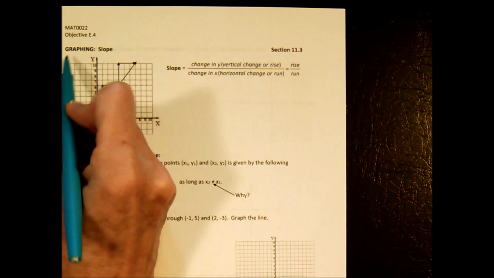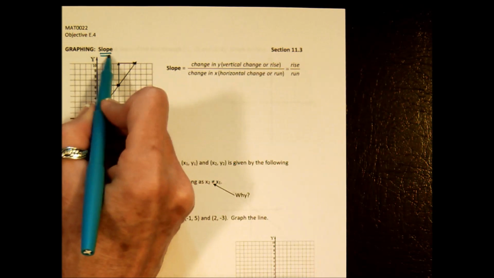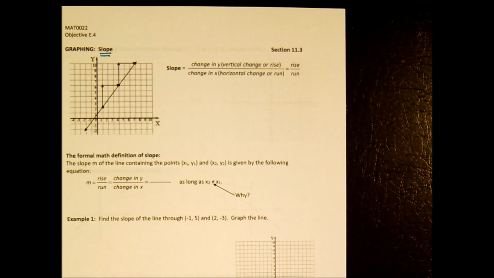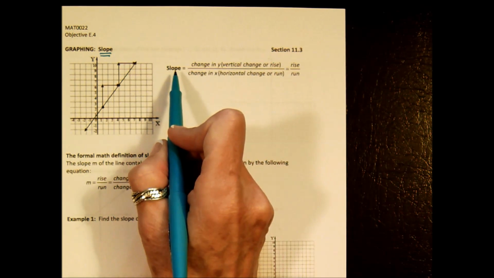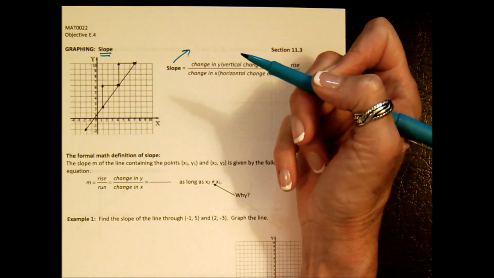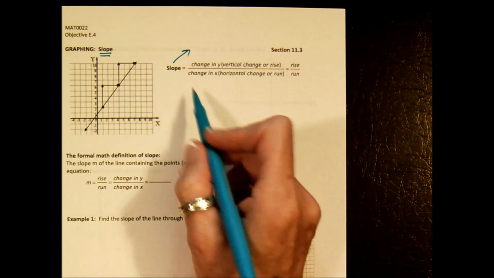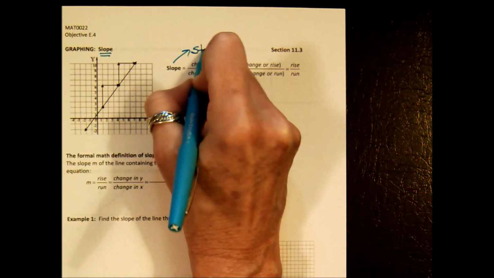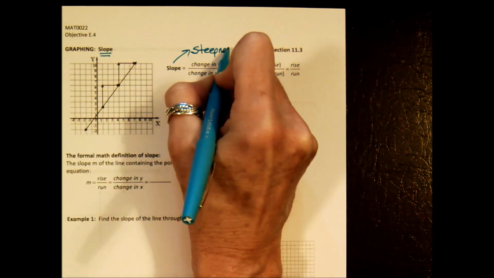This last section in our graphing chapter is on what is called slope, and I'm actually going to divide this section into two different videos so that they're not quite so long. So if you look at the top of your notes, you will see a definition of slope. But first off, I just want to give you sort of a layman's term definition for slope.